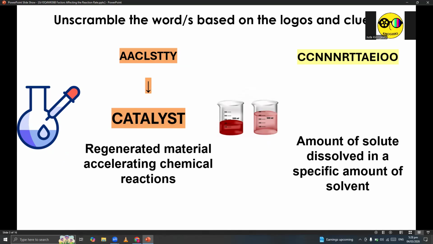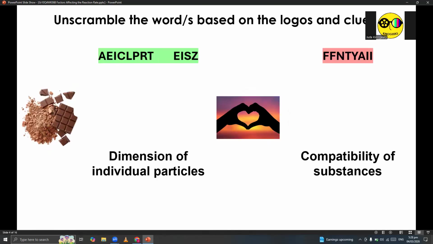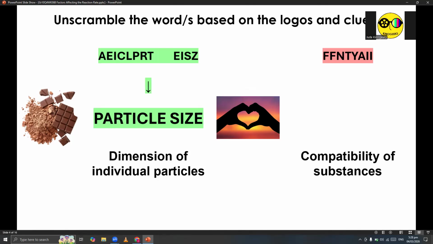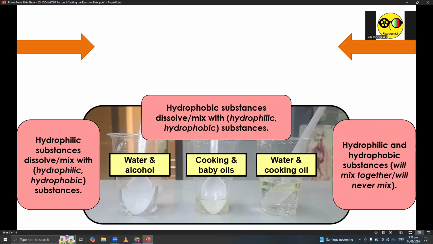Next is the amount of solute dissolved in a specific amount of solvent. This refers to concentration. Number 5, the dimension of individual particles pertains to particle size. And finally, compatibility of substances is synonymous to affinity. So these are the 6 factors affecting the reaction rate, which are all applicable to your reaction rate exhibit that you demonstrated yesterday. Okay? So in the first exhibit, I asked you to prepare 3 mixtures.